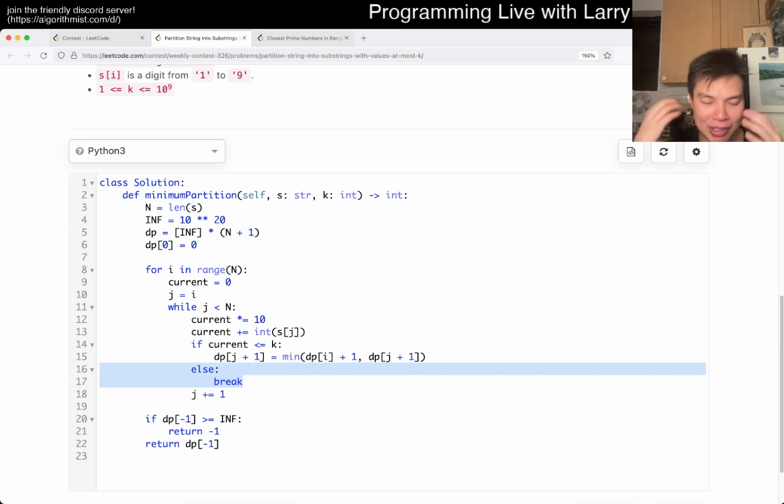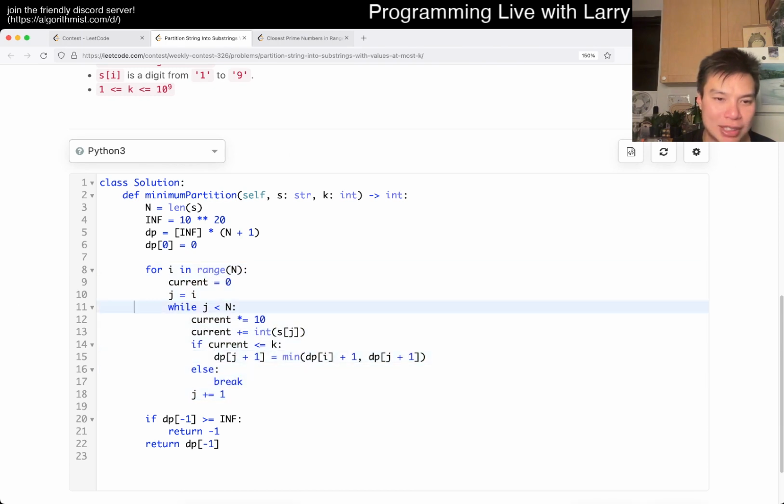But for some reason, I forgot to type that and I YOLO submitted a little bit too quickly. So that's why I got a very sad wrong answer on a contest like this. But with this break, even though it looks like it's n squared, this is at most 10 iterations. So this is going to be 10 times n, and that's going to be fast enough.